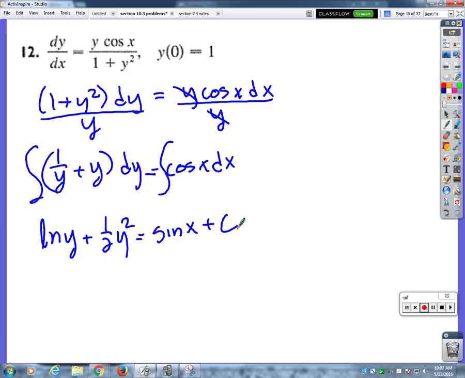This one can't be solved, so we just plug in what we've got right now. It's x, not y. So you plug in 0 for x, so sine of 0 is 0. So c equals the natural log of 1 plus 1/2 times 1 squared. The natural log of 1 is saying e to the what power equals 1, 0. So that means we're just left with c equals 1/2.